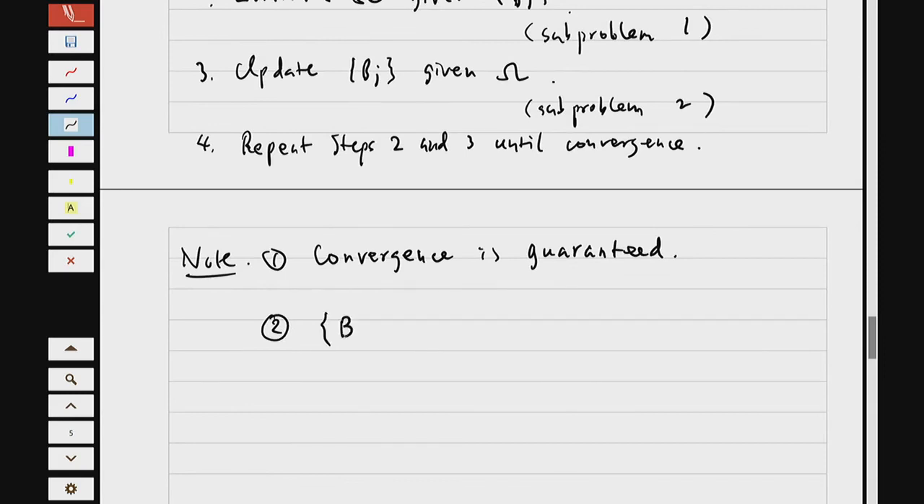Another thing is that this bj, this membership, these are auxiliary variables, or sometimes called hidden variables. At the end, the Gaussian mixture model does not require this bj; it only requires the big omega. So we just use bj to help us iterate until we get the Gaussian mixture model. So it can be thrown away at the end if you want.